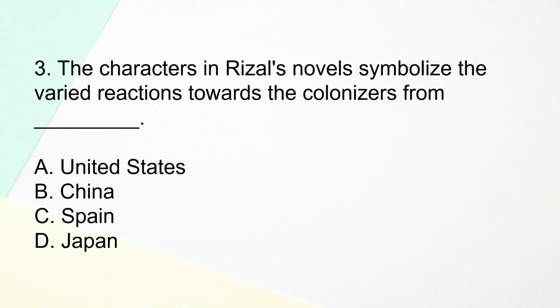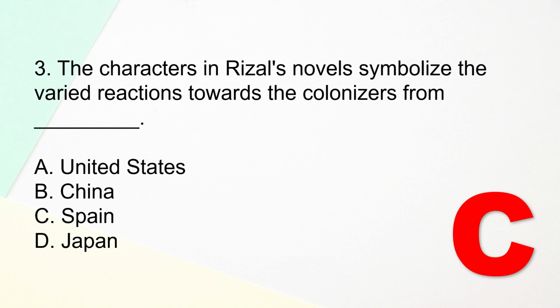Number three, the characters in Rizal's novel symbolize the varied reactions towards the colonizers from blank. Letter A, United States. Letter B, China. Letter C, Spain. Or letter D, Japan. The correct answer is letter C, Spain.